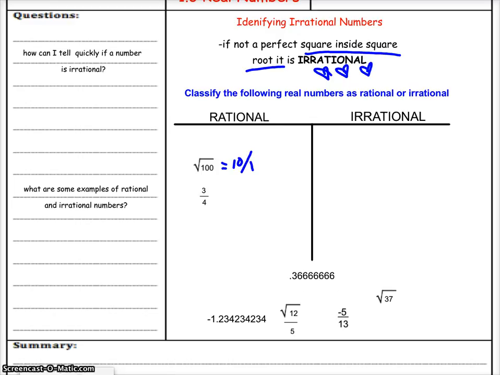What about 0.36 repeating? It doesn't have to show the repeating sign. Like your calculator doesn't have repeating signs either. You're just supposed to expect it. But the 6 does repeat, so this is a pattern. We can turn that into a fraction. And then I have negative 1.234 repeating, which means I can turn it into a fraction, which means rational.